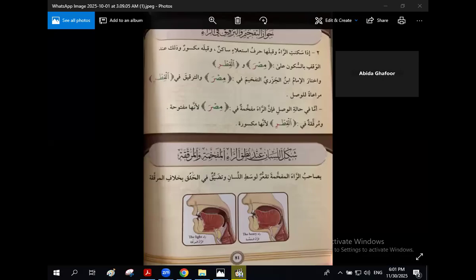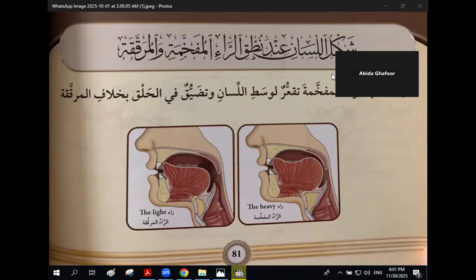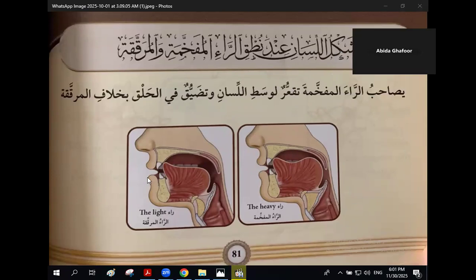Before we start our lesson for today, I would like to tell you something about the shorts, which explain the position of the tongue when we pronounce ra mufakhama and ra muraqaqa. This is what remained from the previous lesson, when we were explaining the ra when it is mufakham, when it is muraqqaq, and when both are permissible. This is the shape of the tongue when we pronounce ra muraqqaqa, and this is when we pronounce ra mufakhama.